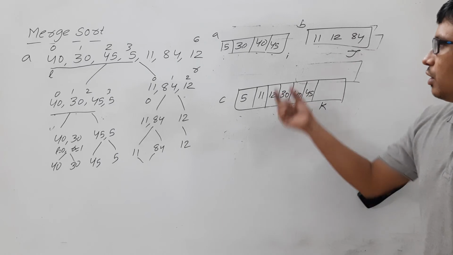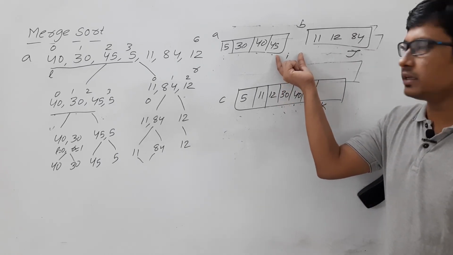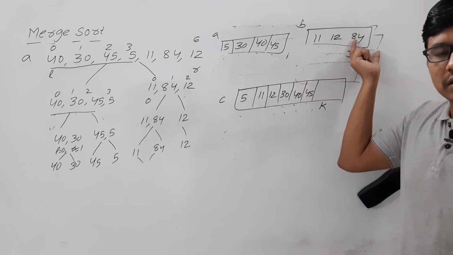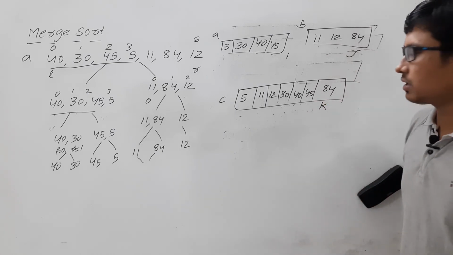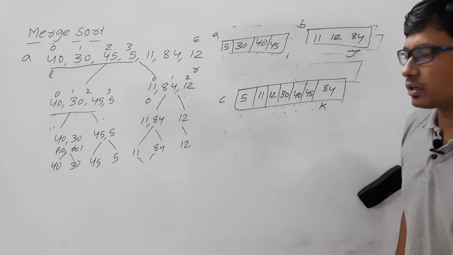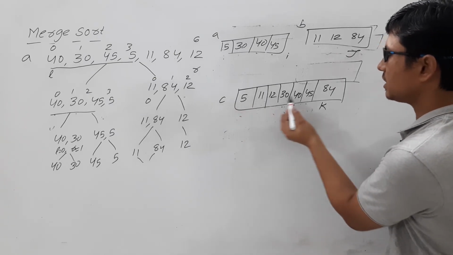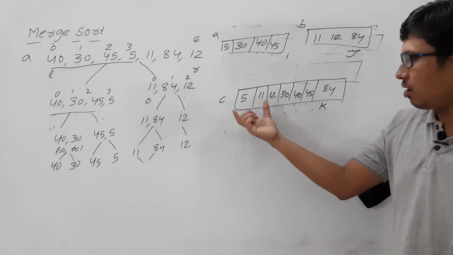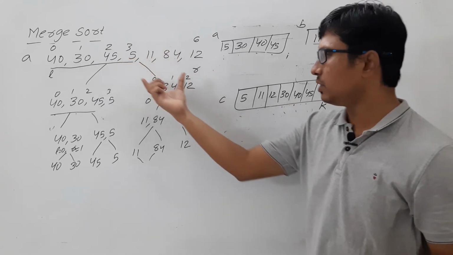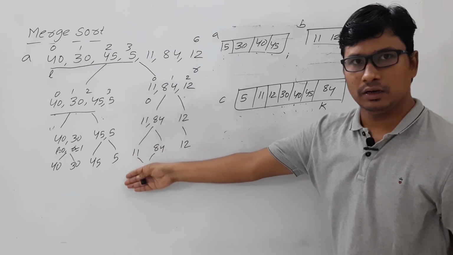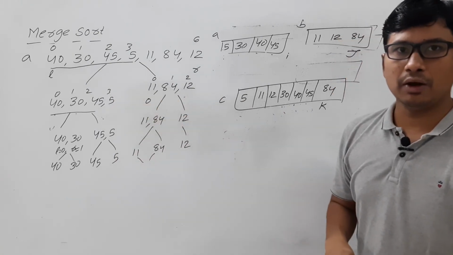Now there are no more elements in the array A, so whatever the elements are there in the B, all these elements you can place directly. Is it clear? So finally I got an array called C which consists of 7 elements and all they are arranged in the increasing order. So from this input, how we perform the merge sort, I hope you have understood.